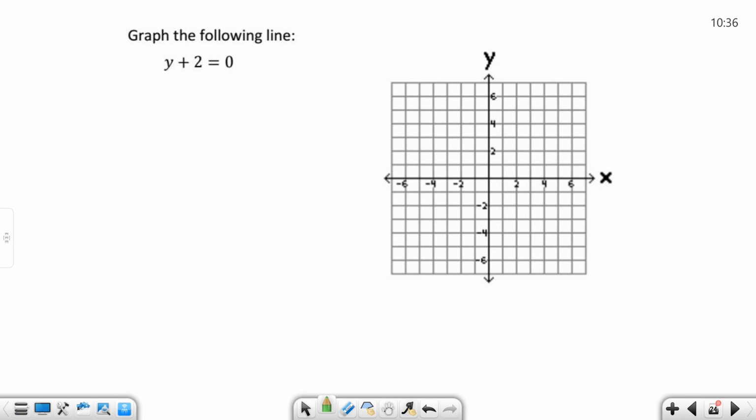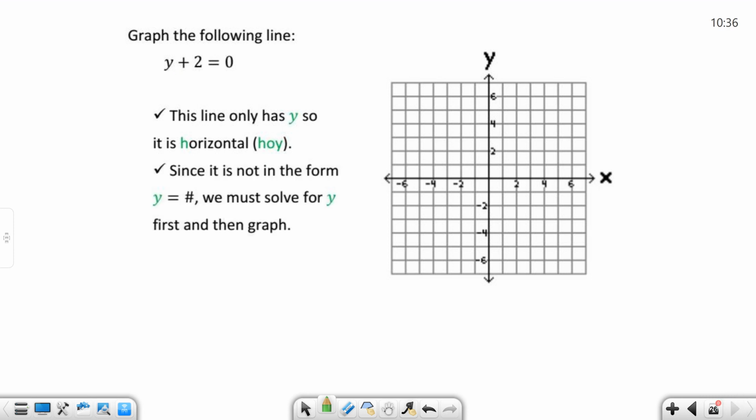So again, we recognize there's only a y here, right? So then this must be what? A horizontal line, right? It's horizontal because it's only got y. But it's not in the form y equals a number. So first we've got to solve for y. We've got to move this plus 2 to the other side before we can graph it. So here, y plus 2 equals 0. We subtract 2 from both sides and we get y equals what?